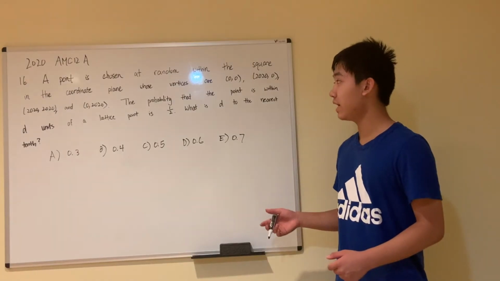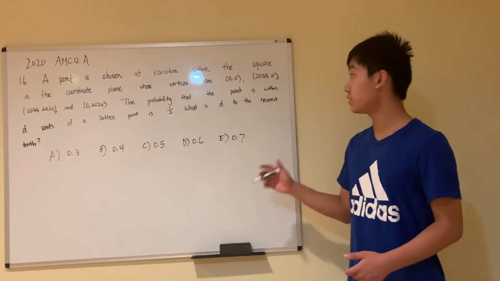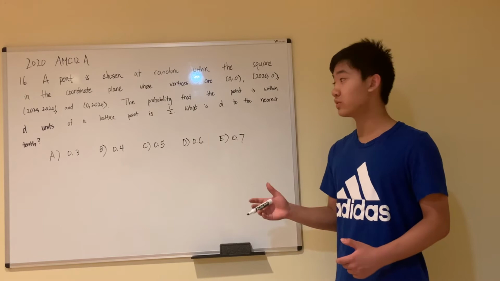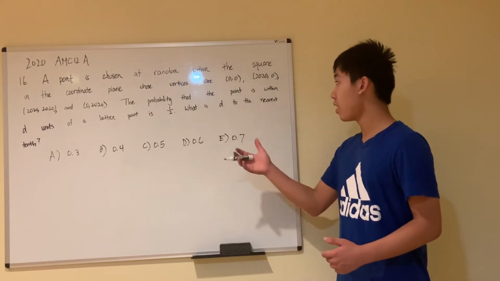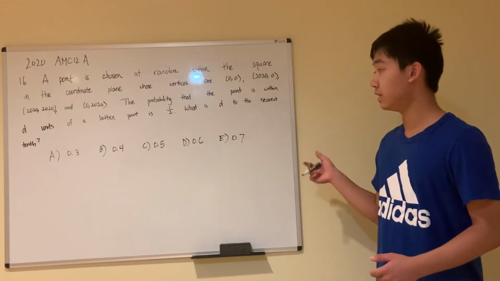Question number 16 reads: a point is chosen at random within the square in the coordinate plane whose vertices are (0, 0), (2020, 0), (2020, 2020), and (0, 2020). The probability that the point is within d units of a lattice point is 1/2. What is d to the nearest tenth?